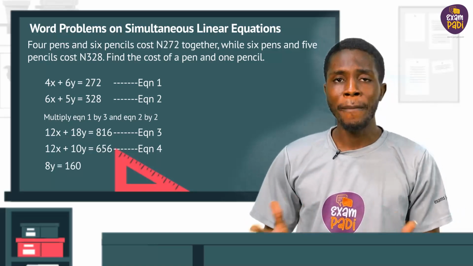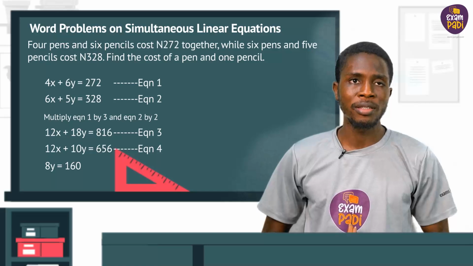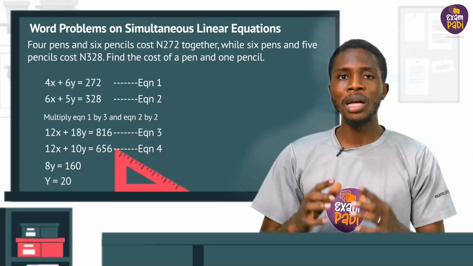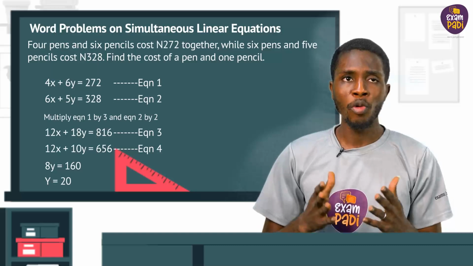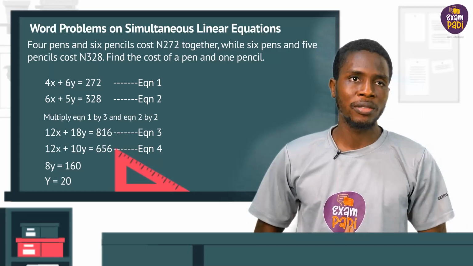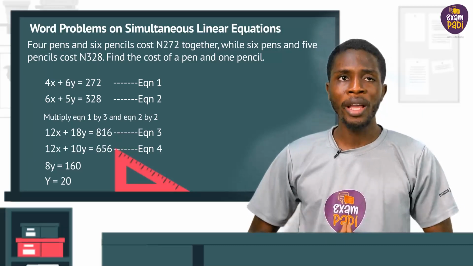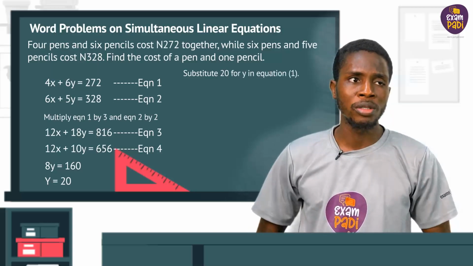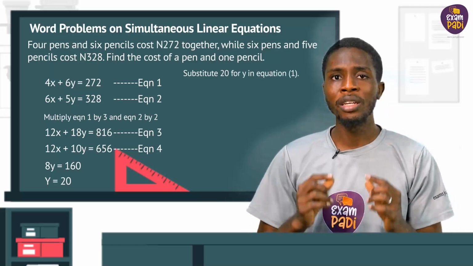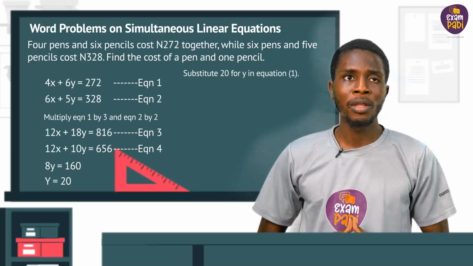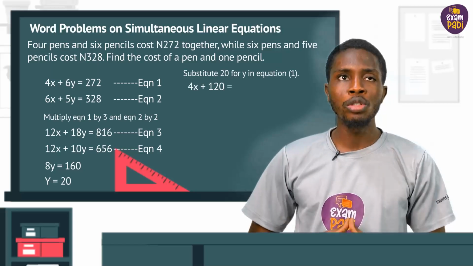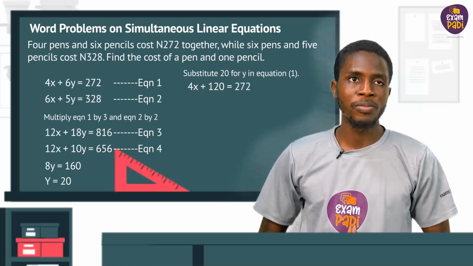Divide both sides by the coefficient of y, which is 8. y equals 20. We've only gotten the answer for y, but we are yet to find the value for x. To solve for x, substitute 20 for y in equation 1. That is, wherever you find y, replace it with 20. Therefore, we have 4x plus 120 equals 272.